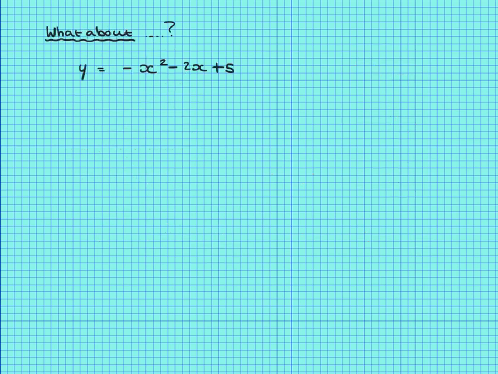Now we're going to finish by looking at one last example, which we briefly mentioned earlier on. y equals negative x squared minus 2x plus 5. Now, the fact that this features a negative x squared means that the shape of the graph looks like this, which means it doesn't have a minimum as its turning point, it has a maximum as its turning point.